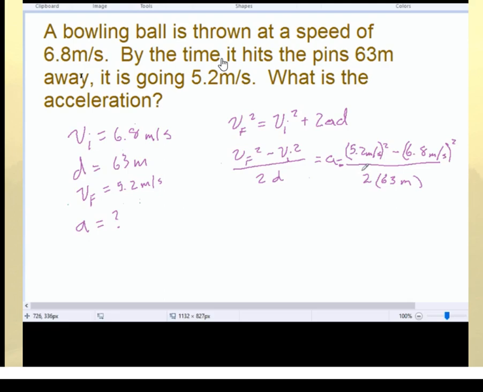All right, 5.2 squared minus 6.8 squared is negative 19.2, divided by 2 and divided by 63, and we get our answer: A equals negative 0.15 meters per second squared.